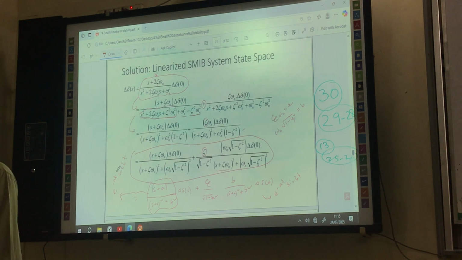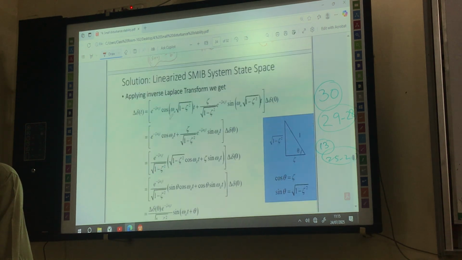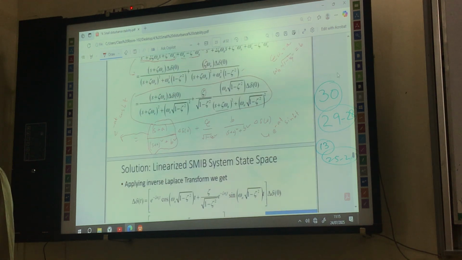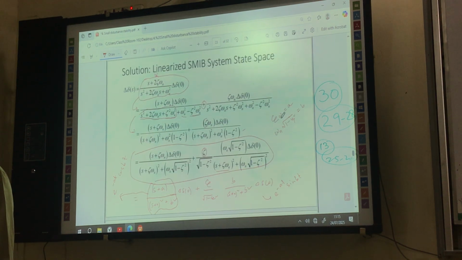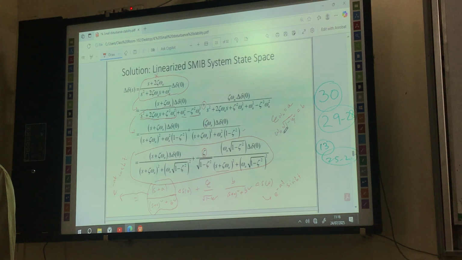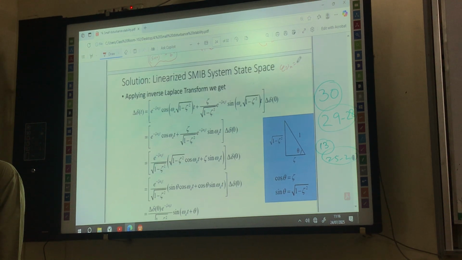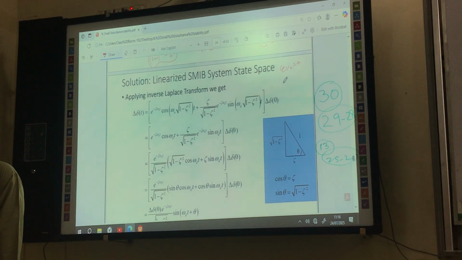Okay. Now we will apply the inverse Laplace. Look, this is the inverse Laplace. So it will be e to the power minus at. What is a? A is zeta omega n, right? So I am writing the same thing here. The assumption is zeta omega n is a and omega n root over 1 minus zeta square is b.